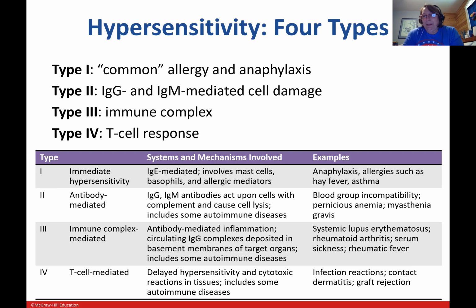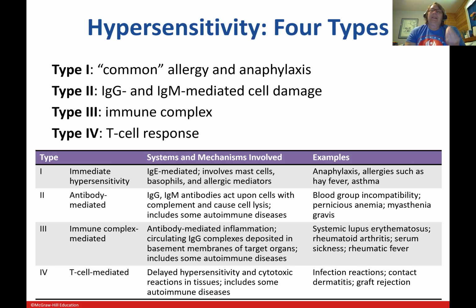So blood group incompatibility, if you have a bad transfusion; pernicious anemia, where your red blood cells are getting attacked by your immune system; and myasthenia gravis as another example of antibody-mediated hypersensitivity. Type 3 is an immune complex, and this is also antibody mediated. Typically, it's IgG mediated as opposed to the more classic allergic response, which would be IgE mediated. But in this case, the IgG is doing that cross-linking thing.